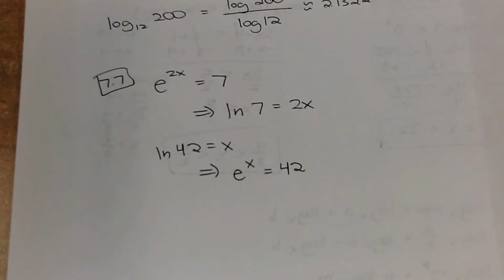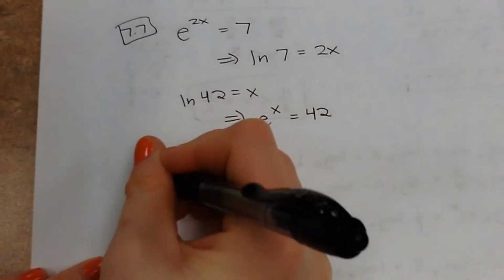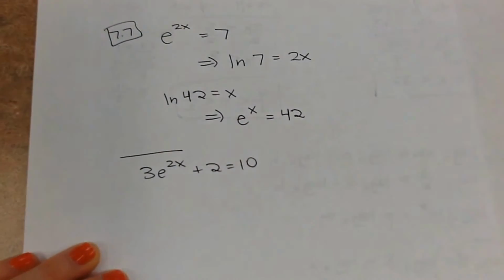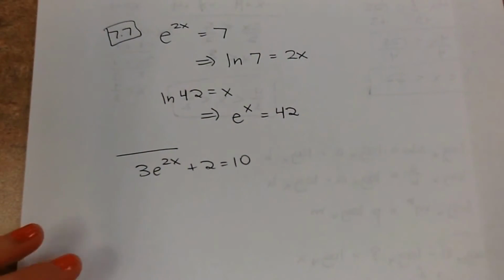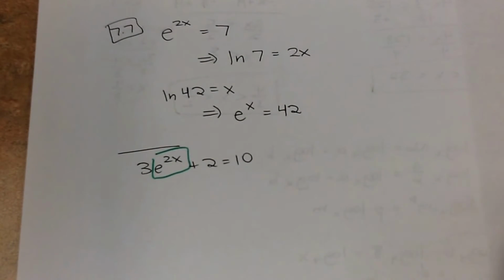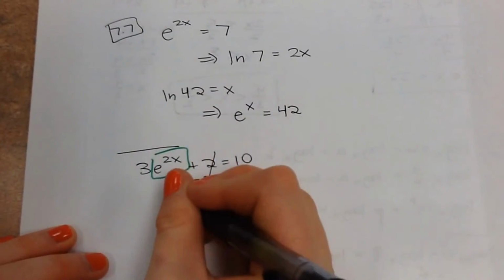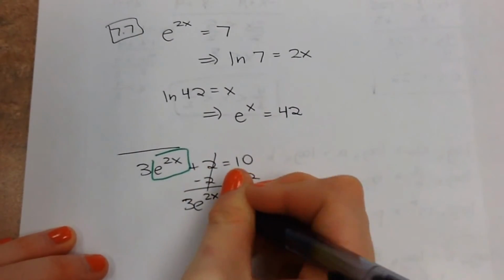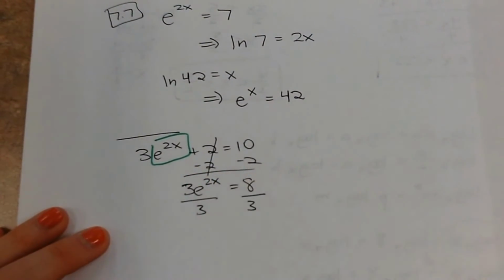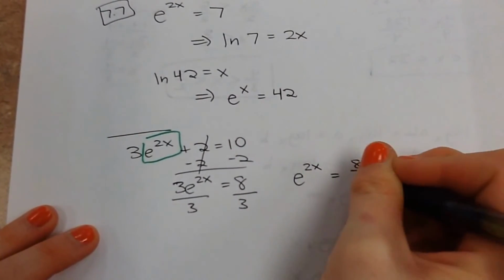Okay, another thing that we did were different equations and inequalities. All right, so just two more examples here. So here's an equation. So basically we've got this exponential part, which is just this part right here. We have to get that part by itself before we do anything too fancy. So we're going to start by subtracting 2 from both sides. So we get 8s. Then again, to get it by itself, we have to divide by 3. So I get e to the 2x equals 8/3.